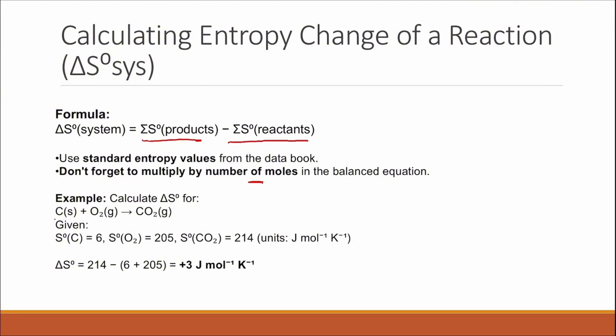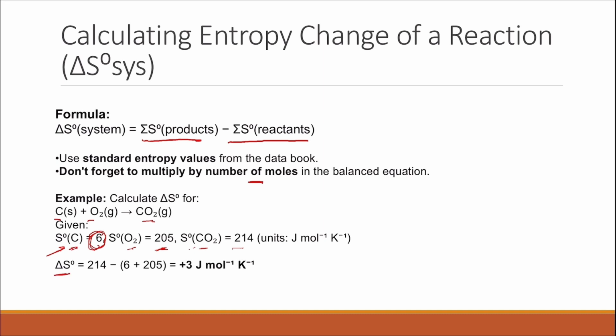As an example, we have carbon plus oxygen that gives you carbon dioxide as a gas. To calculate the entropy change, the standard entropy for carbon is 9, for oxygen it's 205, and for carbon dioxide 214. We'll notice that carbon is a solid, so it has a very low entropy, while oxygen and carbon dioxide are gases, so they have higher entropy.